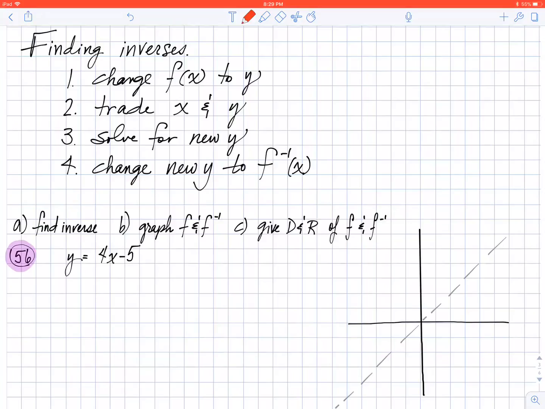So first part of the process is that you want to change f of x just into a normal old y. We know that they're the same thing. Number two, you want to use that interesting fact that we talked about where the x's and the y's of the original will become the y's and the x's of the inverse. So number two is that you want to trade your x and your y. Number three, you want to solve for the new y. And then number four, you want to change that new y once it's by itself into f inverse of x. You cannot leave it as y. It's not the same thing as the original y.